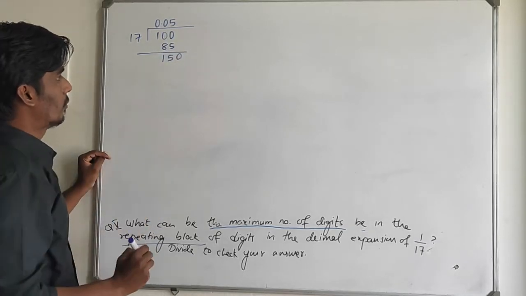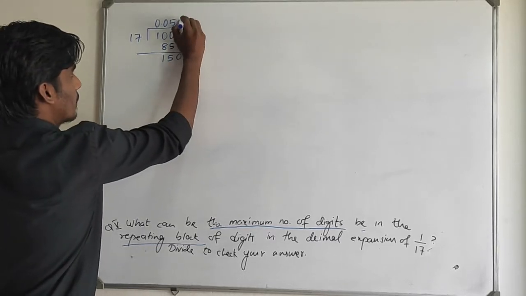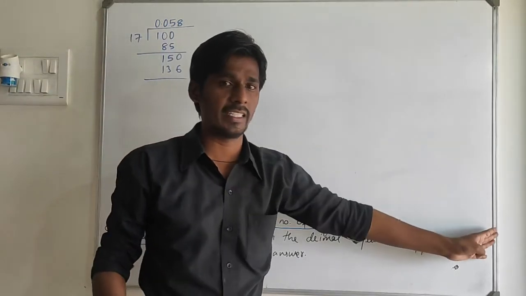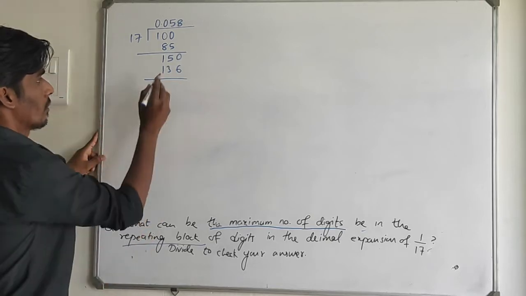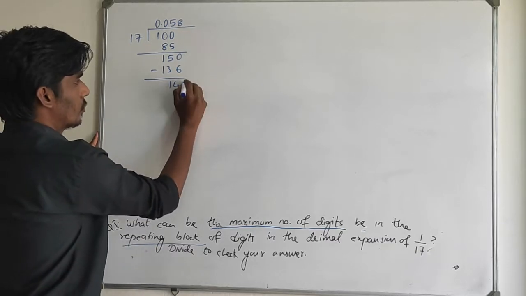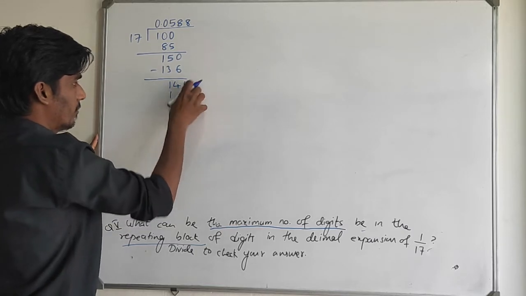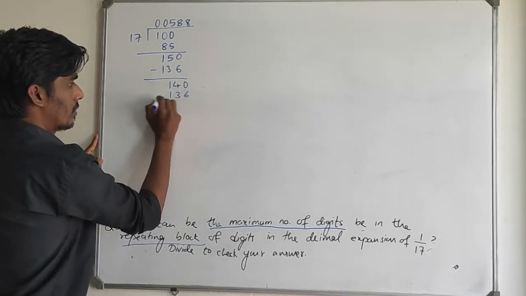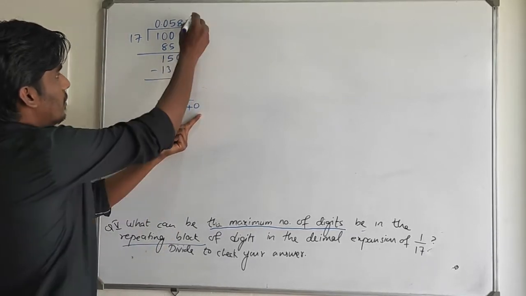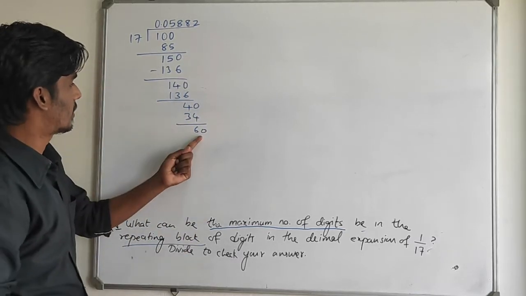If I take one more 0, it's 150. How many times? 8 times 17 is 136. It's better to write down all the multiples of 17 here to get the division quickly. So 150 minus 136 is 14. So 140, again 8 times 17 is 136. Remainder will be 4. Now it's 40 here. So 2 times 17 is 34. Remainder is 6.